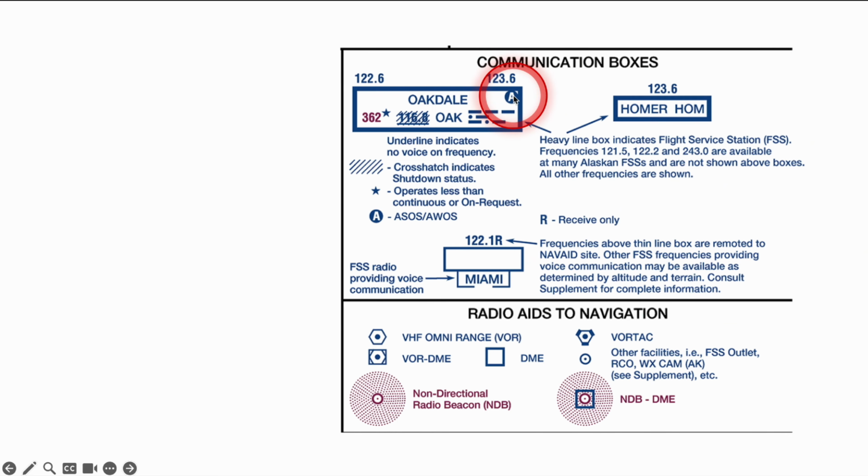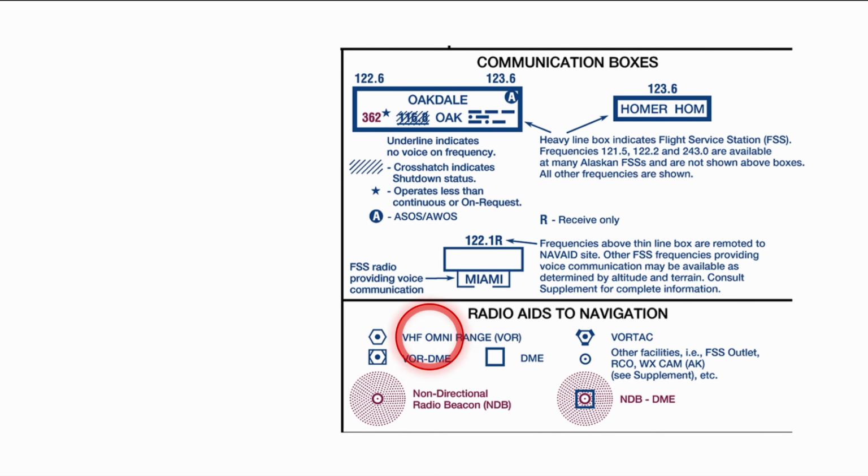If there's an A, it means that ASOS or AWAS is available. Sometimes you'll see that frequency followed by an R, which means receive only. And that means that the flight service station receives your communications on that frequency. So it's from their perspective, not from the perspective of the pilot. Underneath, you'll often see the flight service communication. So this one's Miami radio.